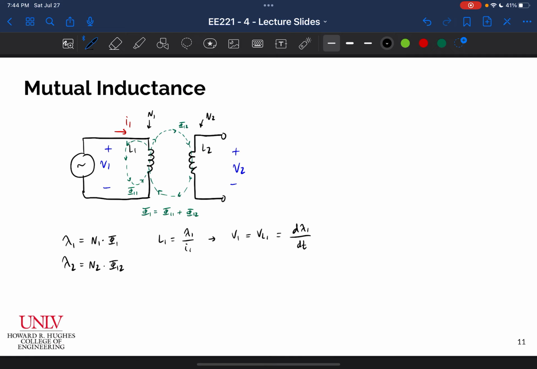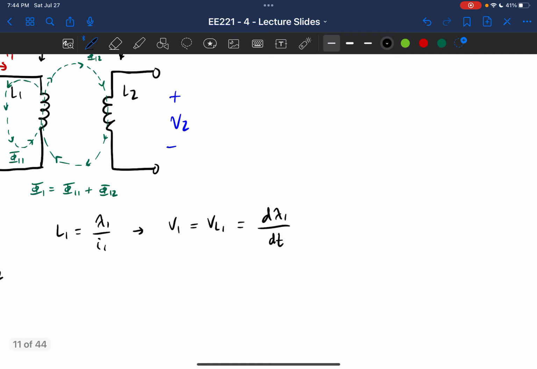And so this is where I do some rearranging here. Let's rearrange lambda 1 from this part of the derivation. Lambda 1, if I multiply both sides by I1, you'll see that I get L1 times I1. So let's say lambda 1 is equal to L1 times I1, okay? And so I can say that this is equal to d(L1 I1)/dt. And that makes sense, right?